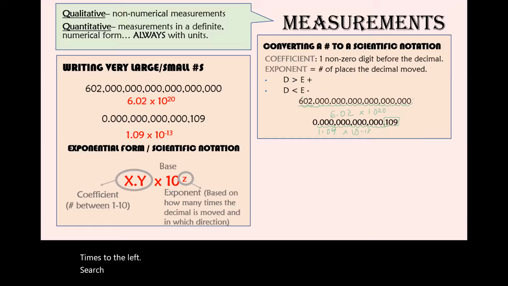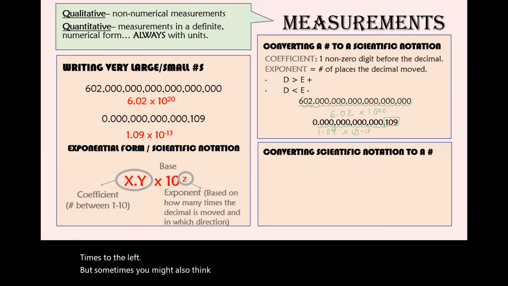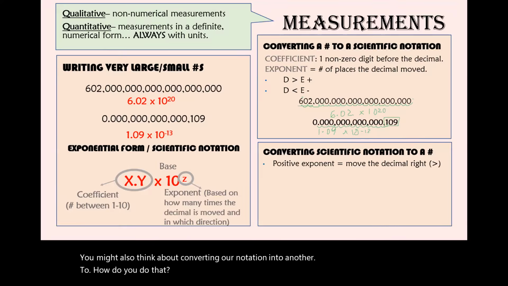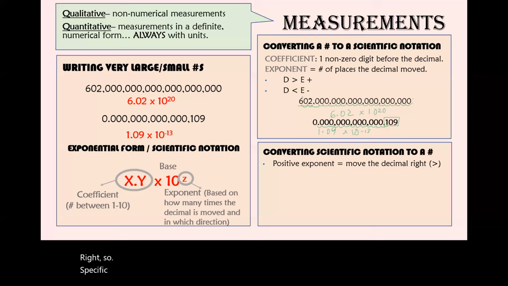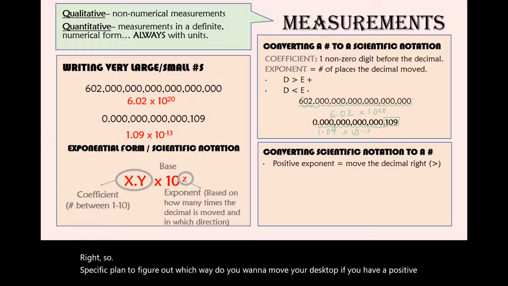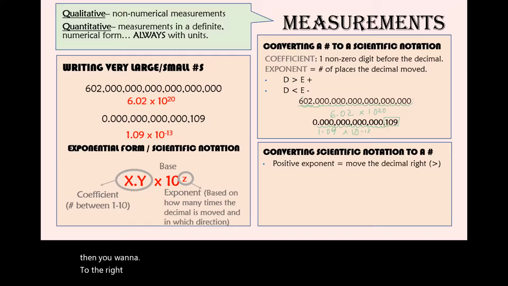But sometimes you might also be given the challenge of converting a scientific notation into a number. So how do we do that? You look at your exponent because you already have the coefficient, right? So you write your coefficient and now you look at the exponent to figure out which way you want to move your decimal. So if you have a positive exponent, then you want to move your decimal to the right. So it's the opposite of what we did earlier, or just kind of backtracking.